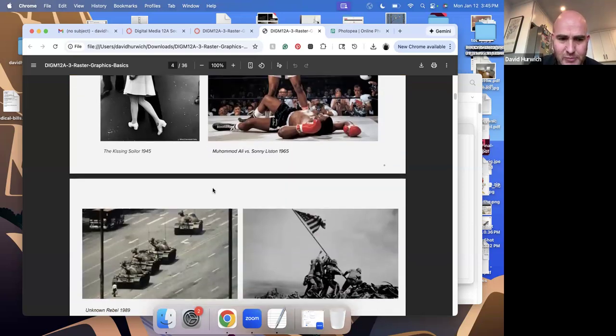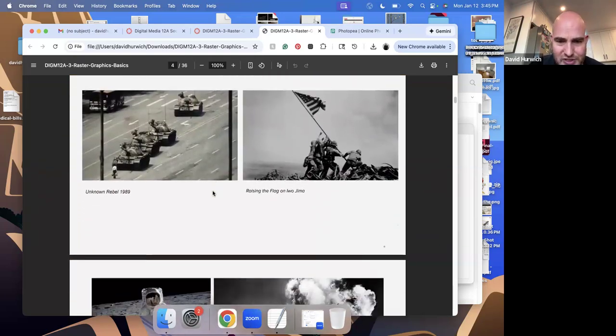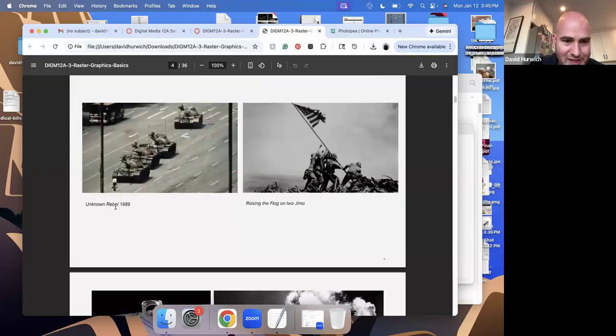This is The Unknown Rebel, 1989, a very famous photograph of tanks in China and this one person standing up. Some people would view it as a David versus Goliath kind of situation, one person versus the government.